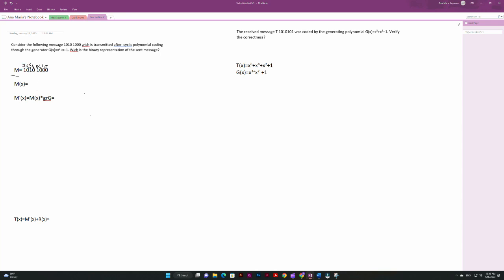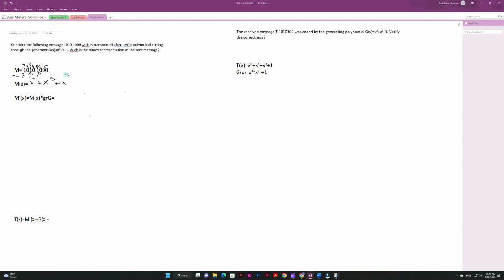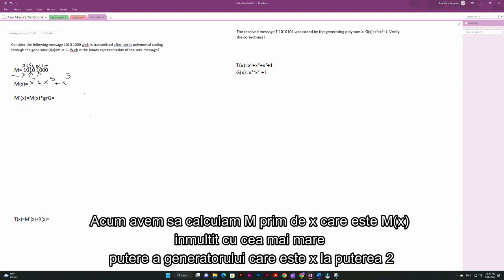So here we have the message, and we number the bits 0, 1, 2, 3, 4, 5, 6, 7, and we have x to the power of 7 from here, plus x to the power of 5 from here, plus x to the power of 3 from here. Okay, then we have to compute the m prime of x, which is mx multiplied by the highest power of the generator, which is x to the power of 2.